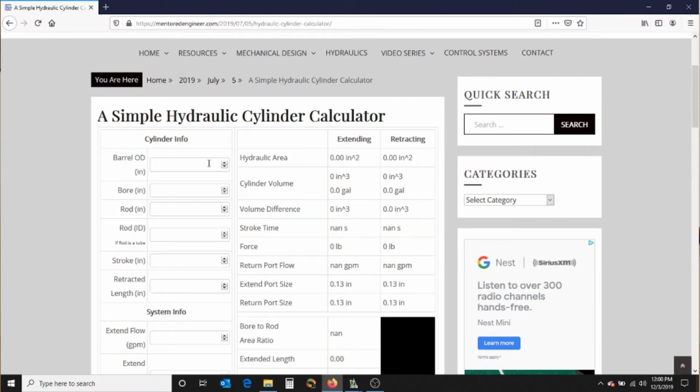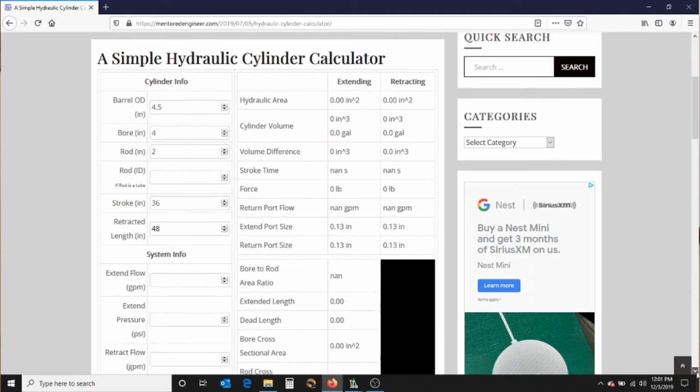I'm going to pick a generic cylinder. I'm going to use a 4.5 inch OD, a 4-inch bore, 2-inch rod, and it gives you the opportunity to use a hollow rod. If you don't have a hollow rod, if it's just a solid shaft, just leave it blank. I'm going to say that my stroke is 36 inches long, and my retracted length is, let's just say, 48 inches long. So that's all the specifications of the cylinder.